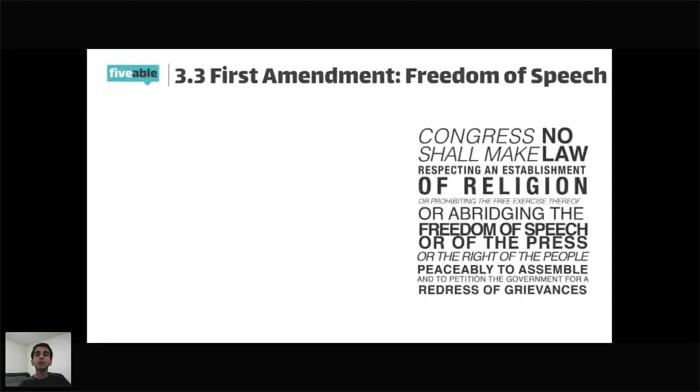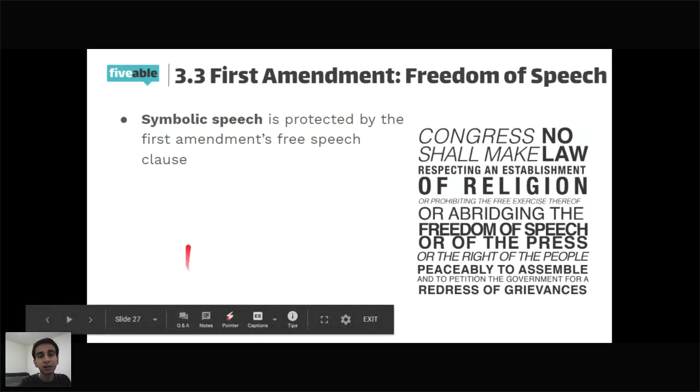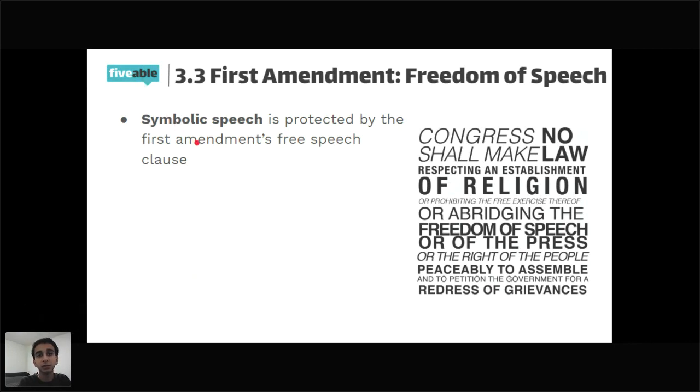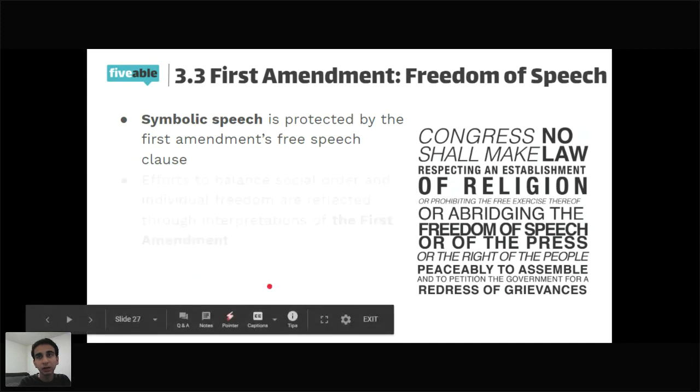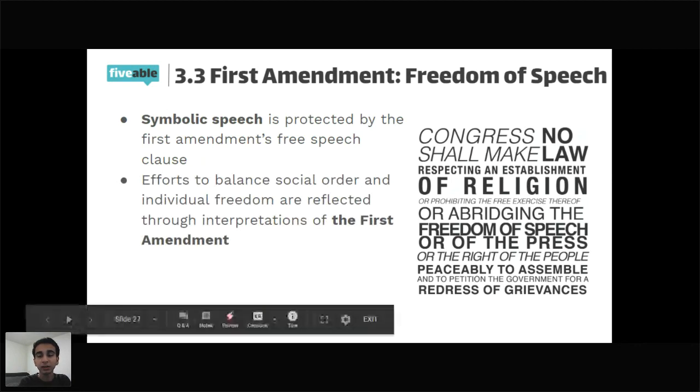Okay, so we're going to move on into 3.3, which is freedom of speech. The first thing that this standard talks about in the College Board curriculum is symbolic speech. Again, a lot of these standards relate back to Supreme Court cases. What the College Board says is that symbolic speech is protected by the First Amendment's free speech clause, right? The case that goes with this is Tinker versus Des Moines, and that's what we're going to talk about with this standard.